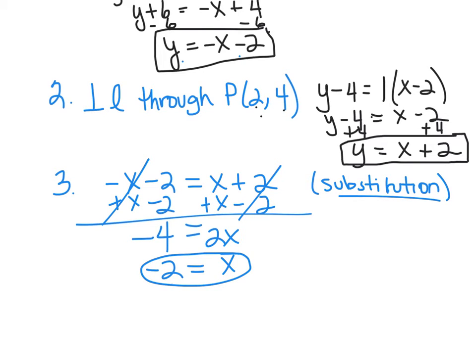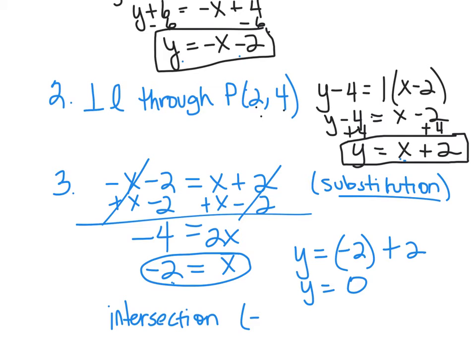So now we have to substitute this negative 2 into one of these two equations. I'm just going to put it in the positive one, so y equals negative 2 plus 2, and that is 0. So my intersection of the two lines is at negative 2, 0. And the last step is going to be to find the distance between that and 2, 4, which is my P.